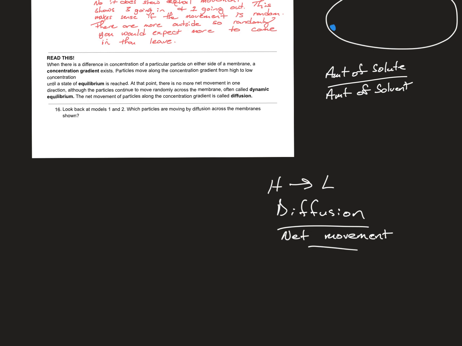Look back at model 1. Which particles are moving by diffusion across the membranes? The small polar, nonpolar, yeah, both. Right, so the key here is the smaller the molecule, the more nonpolar it is, the easier it is for it to pass the membrane.